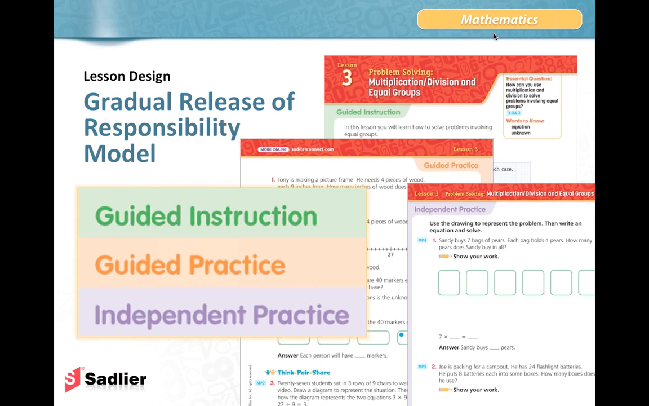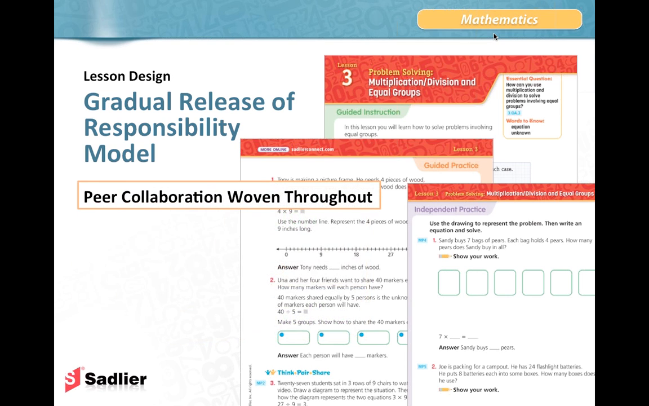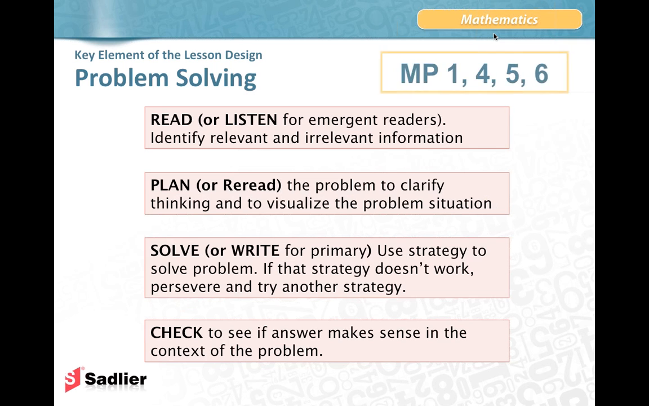The lesson design in Progress Mathematics takes on the gradual release of responsibility model. So that's the I do, we do, you do it alone. The guided instruction is the I do part of the model. The guided practice is we do it together. And the independent practice is you do it independently on your own. But all the time we have peer collaboration woven throughout. So you'll see the specific features throughout the program where we are encouraging students to work together.